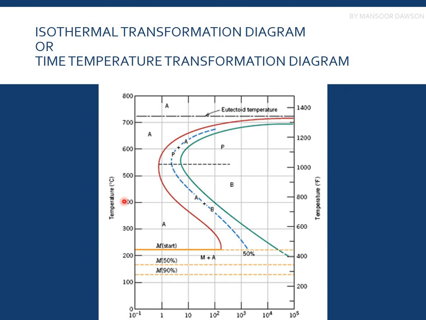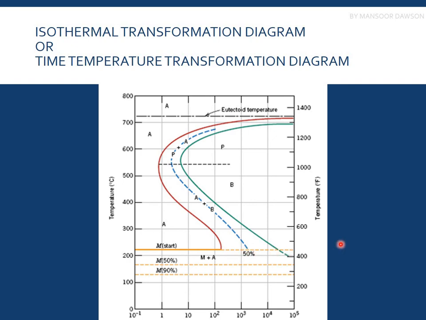Okay, so to the left side of this red line, what we have is the austenitic phase, and to the right of this green line we have the pearlitic phase, the bainitic phase, and the martensitic phase. Okay, so we are getting certain phases while cooling.